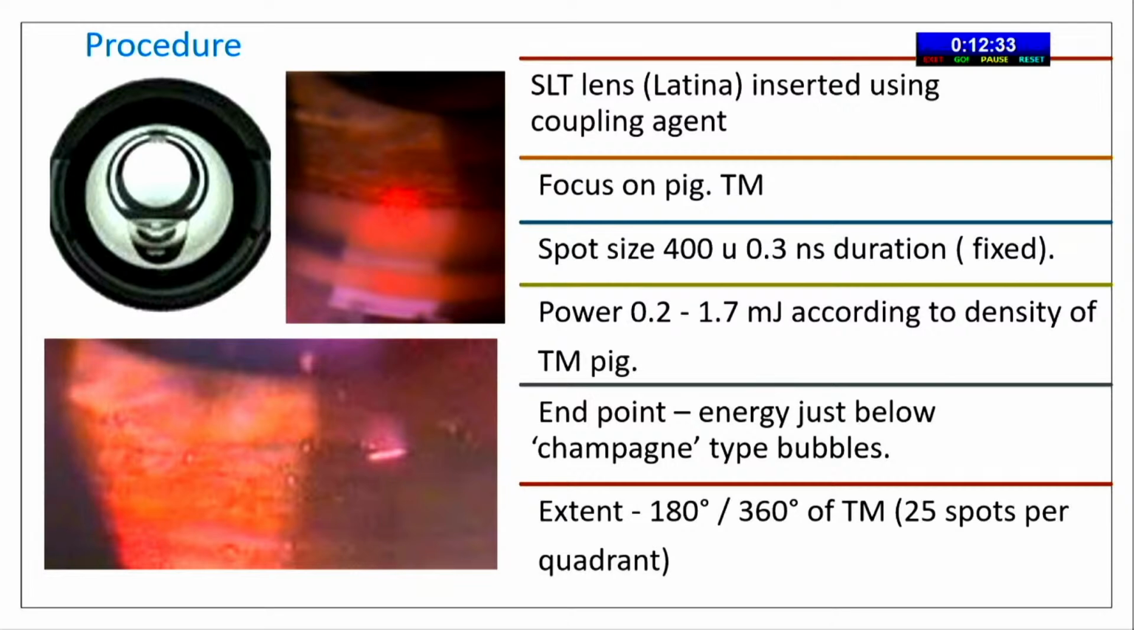And what will be your endpoint? You keep increasing the energy till you see the formation of small air bubbles, which are known as champagne type air bubbles. And you decrease the energy by 0.1 or 0.2 millijoule, just below that. So that would be your endpoint. And you can treat 180 or 360 degrees depending on the requirement.